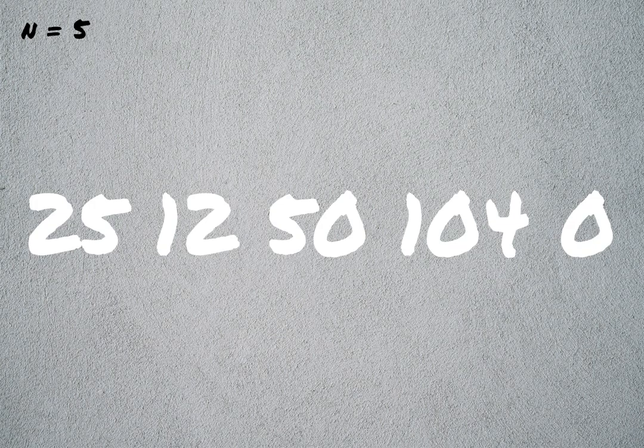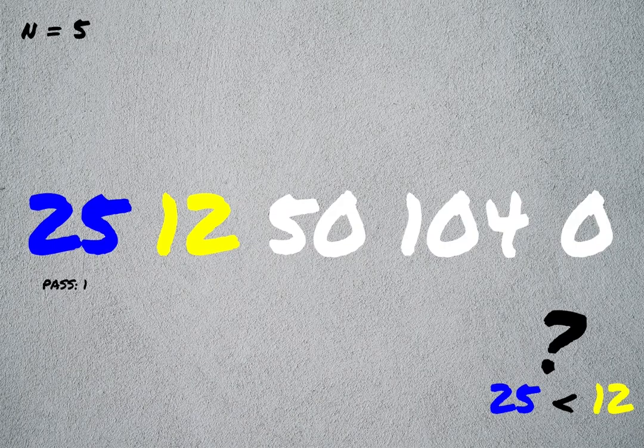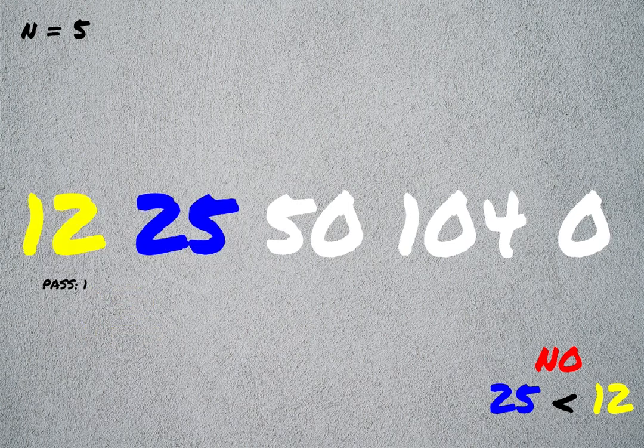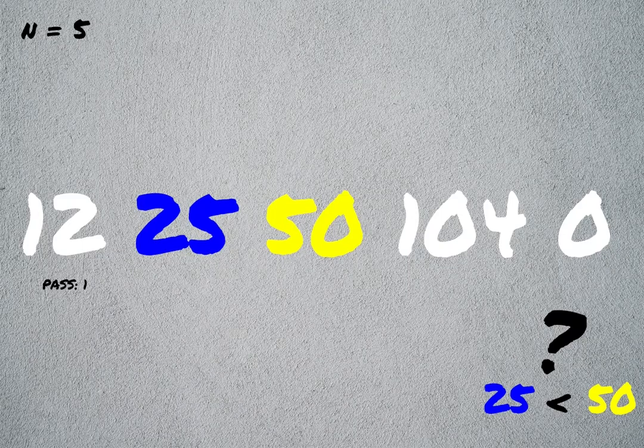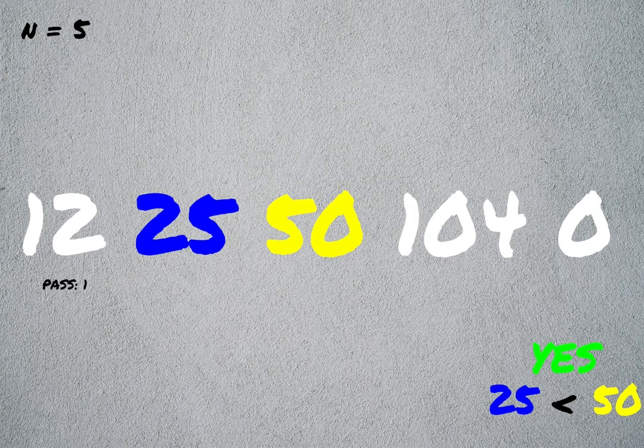The list contains 5 values: 25, 12, 50, 104, and 0. First, the value stored in the first position of the list, 25, is compared to the value stored in the second position of the list, 12. Since 12 is less than 25, the values are swapped so that the smaller value, 12, takes the lower position. Next, the value stored in the second position, 25, is compared to the value in the third position, 50. In this case, 25 is less than 50, meaning the smaller value is already in the lower position, so we move on.